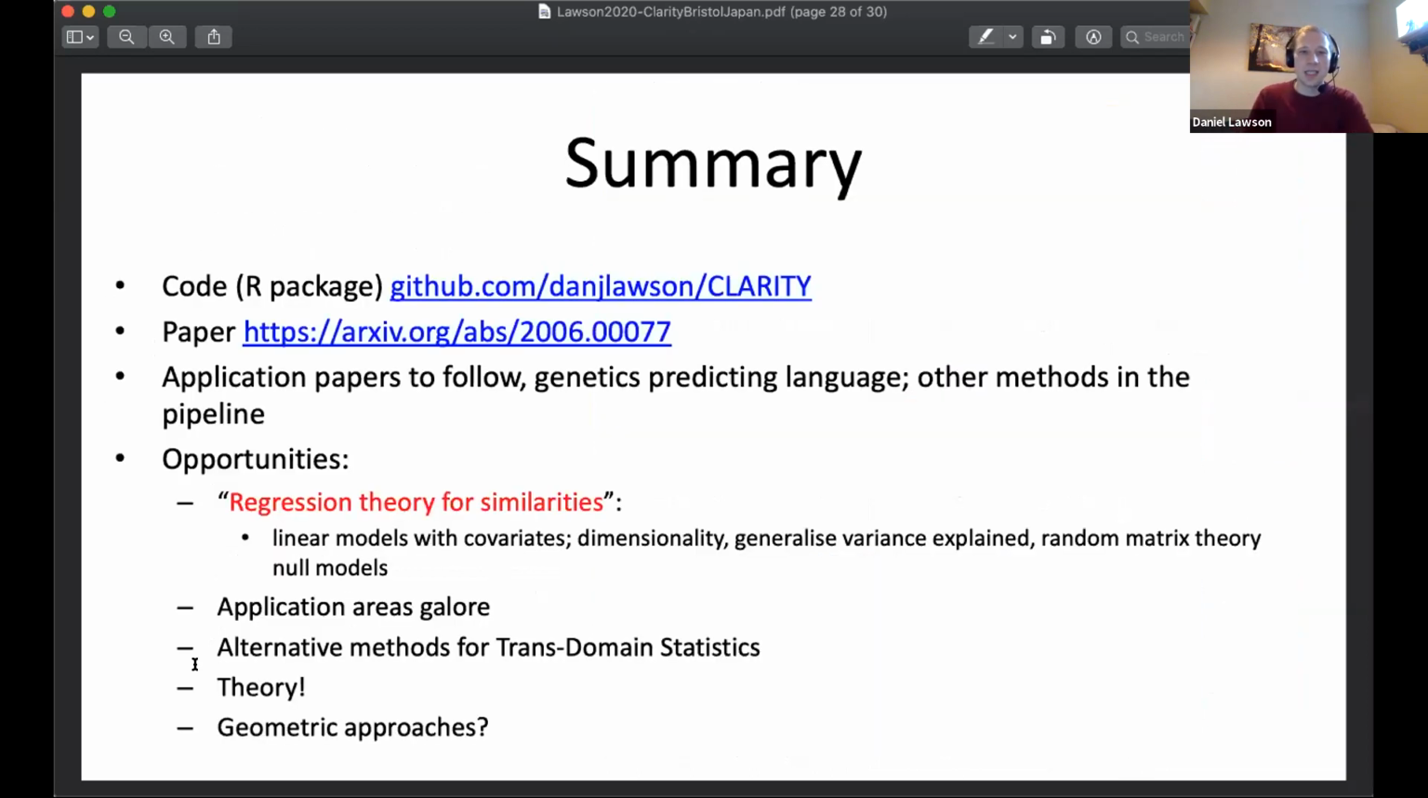Okay, that's the end. There is an R package. You can just download. It should be very easy to use, and if it's not, let me know, as well as a paper that you can read.